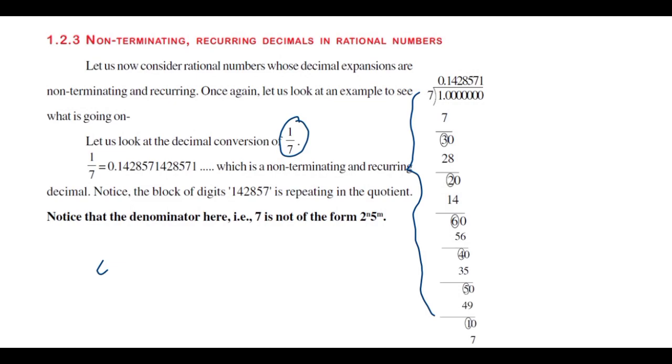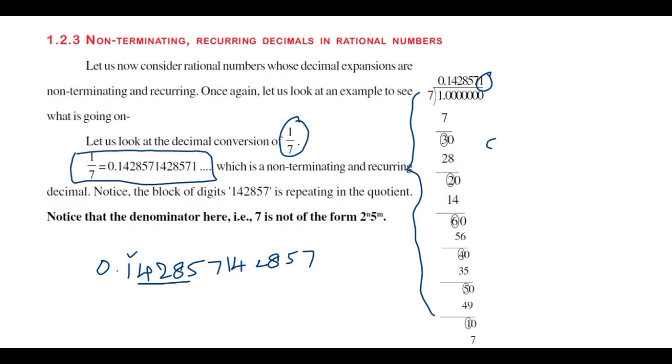0.142857. Again you can see here we got 1. Once you get a 1, all these digits should repeat again: after 1 we have again 4, 2, 8, 5, 7. These digits should repeat continuously. You can observe this here: 0.142857, 142857, and so on.